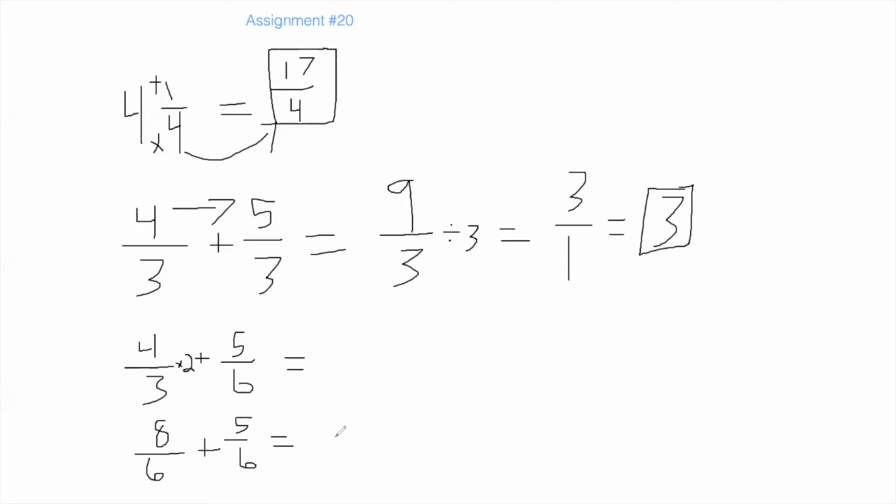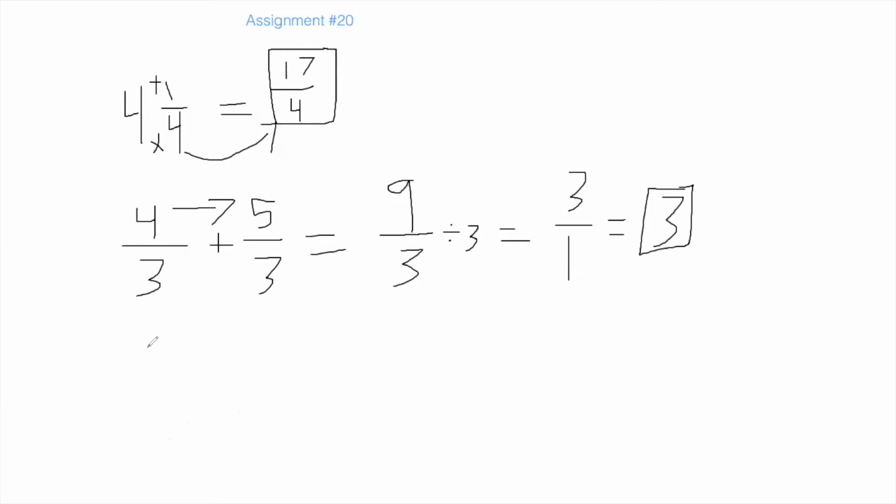So now the bottom number stays the same, and all you're doing is just adding the top ones. So 8 plus 5, 13 over 6. And that's it. We can't simplify that anymore, so you're done with that. So that's for adding. So when you're subtracting, let's do a subtracting problem. It's all the same steps. When you're adding or subtracting, the bottom numbers have to be the same.